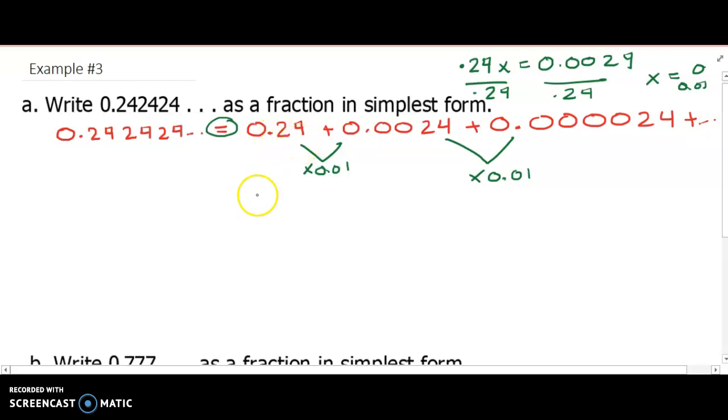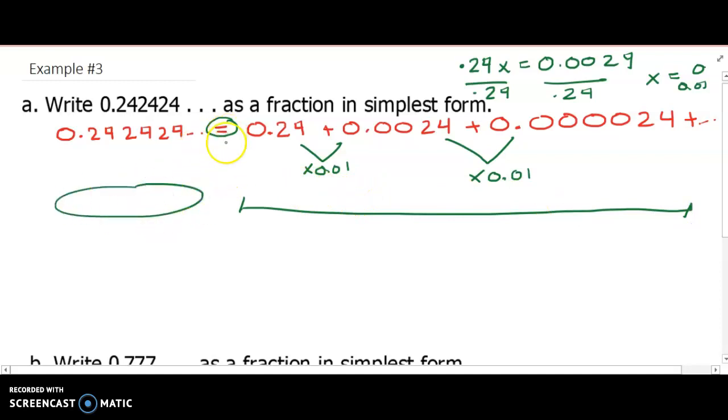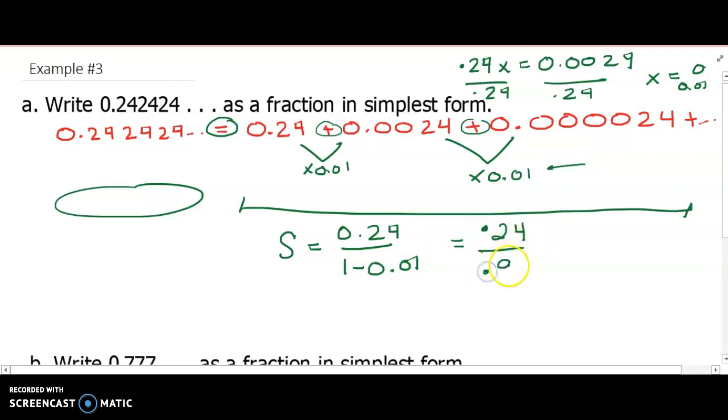So now that I have that, I can write this side, and remember, this is equal to this side. Remember what equal means. They're the same as the sum, because I'm adding all these, of a geometric series. So the sum is going to equal my a1, which is 0.24, over 1 minus my r, which is 0.01. This is just 0.24 over 0.99.